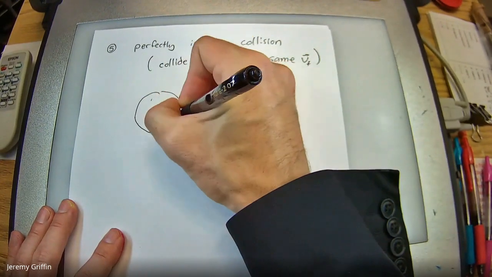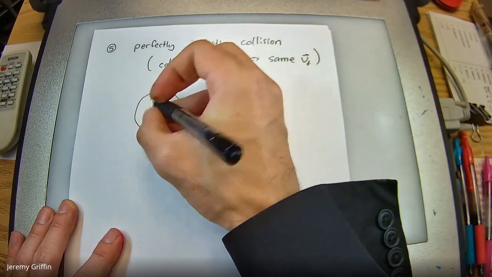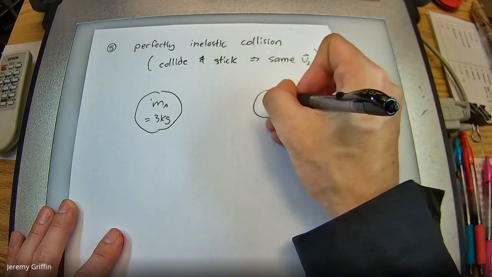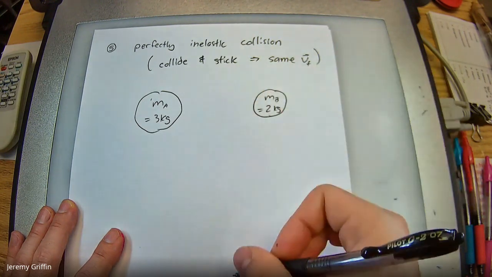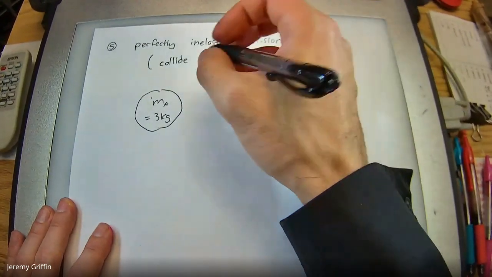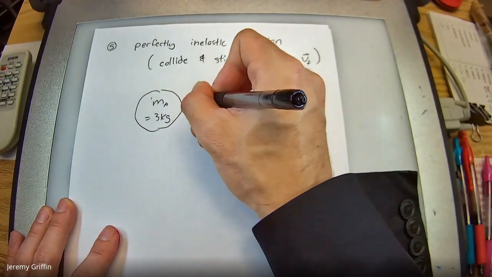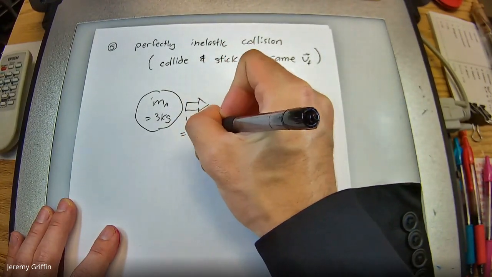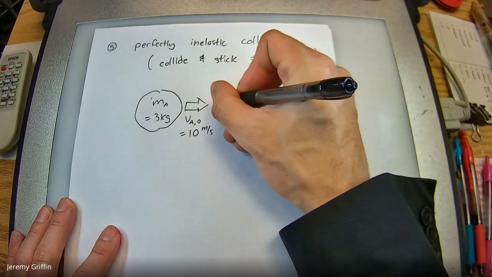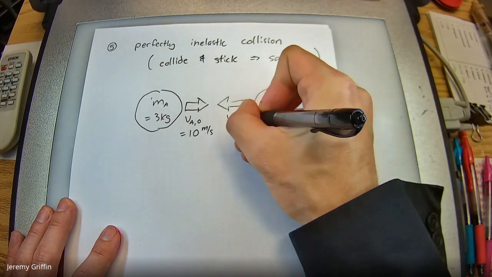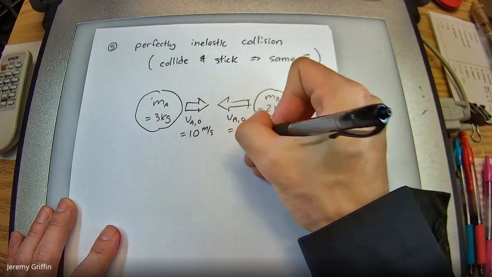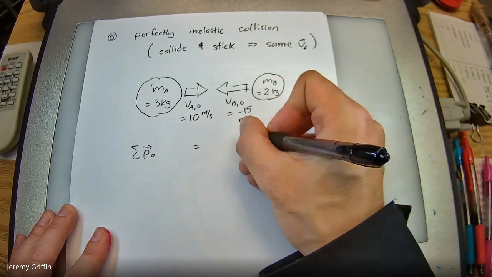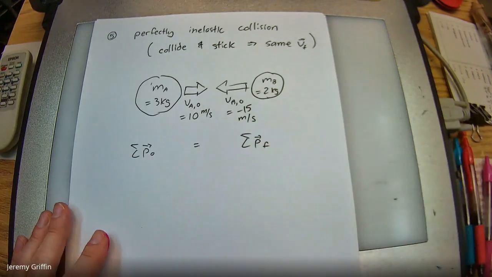So let's go back to the same masses moving at the same initial velocities. So the 3 kilogram mass A and the 2 kilogram mass B. But we're going to make a change. This time they're going to be made out of, let's say, wet clay. So they're going to collide and just stick together. Otherwise, I'm going to give them the same initial velocity. So VA naught, I'll call 10 meters per second, just like before. And VB naught, I'll call -15 meters per second, also just like before. We'll do sum of momentum initial is equal to sum of momentum final.